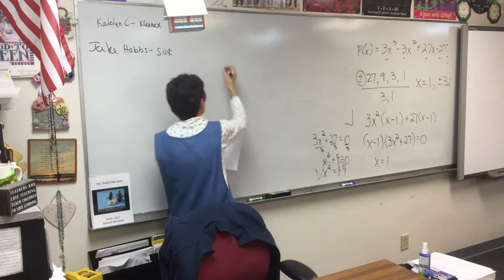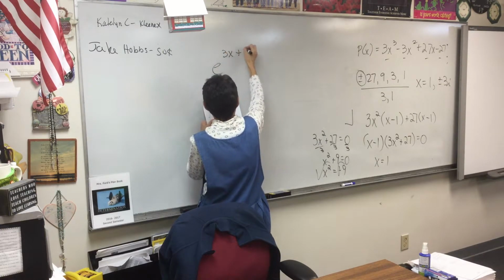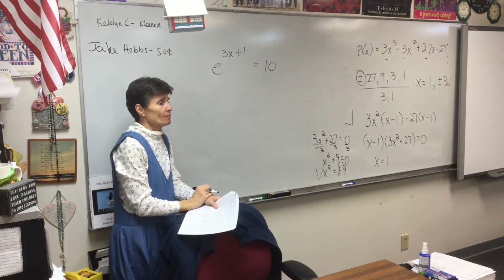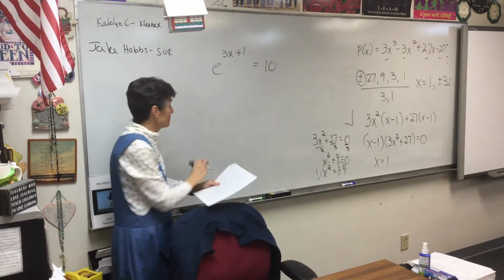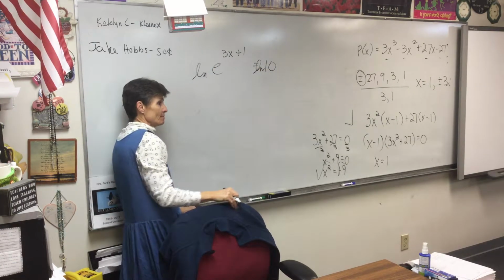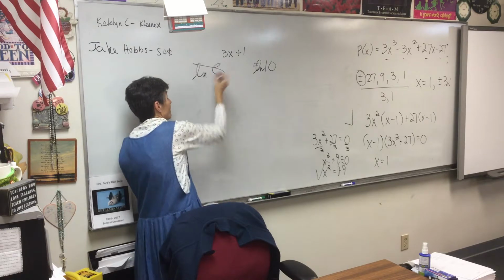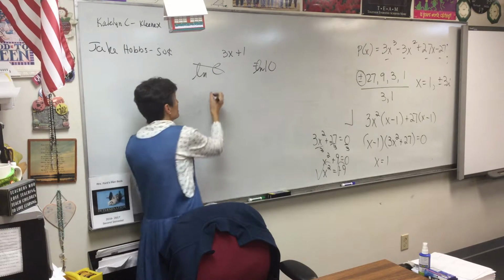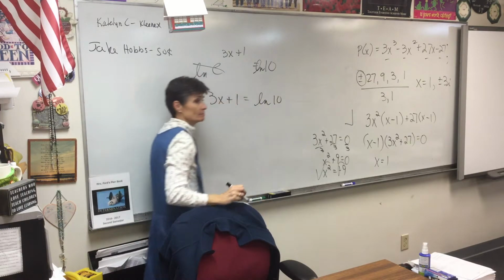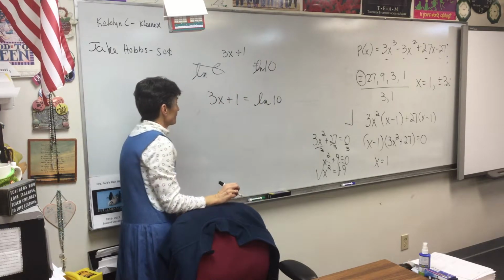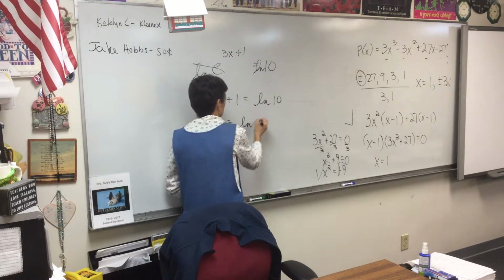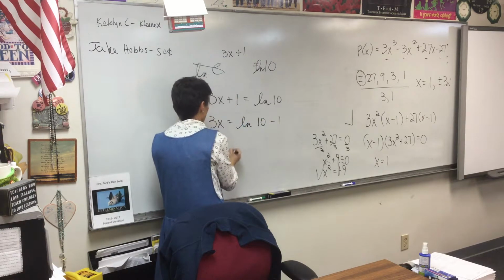I think we did this yesterday, but let's do it again. Maybe we didn't. How do we solve this? ln both sides. We're ln'ing because it has an e, and that will cancel. So 3x plus 1 equals ln 10. Now I'm going to solve for x, so I'll subtract 1, and I'll divide by 3.